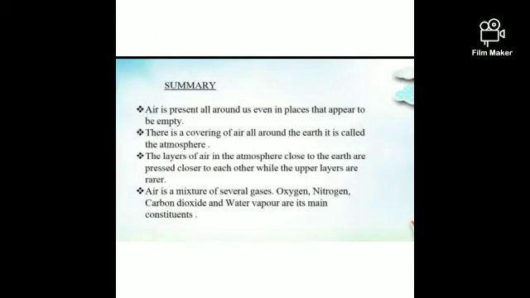Children, I hope you have followed. Now let's summarize. Air is present all around us, even in places that appear to be empty. There is a covering of air all around the earth, and it is called the atmosphere. The layers of air in the atmosphere close to the earth are pressed closer to each other, while the upper layers are rarer. And air is a mixture of several gases. Oxygen, nitrogen, carbon dioxide, and water vapor are its main constituents. Thank you.